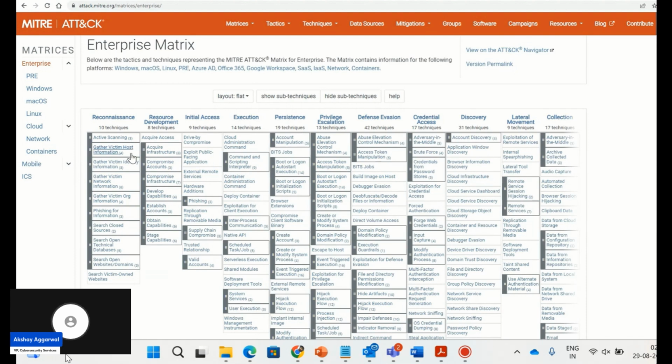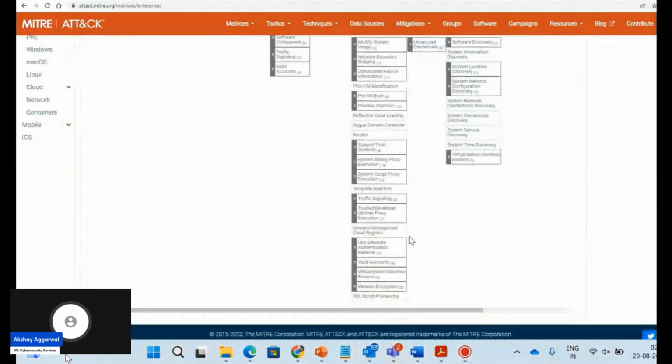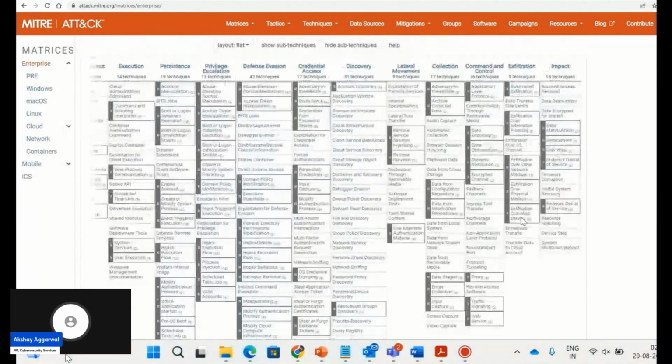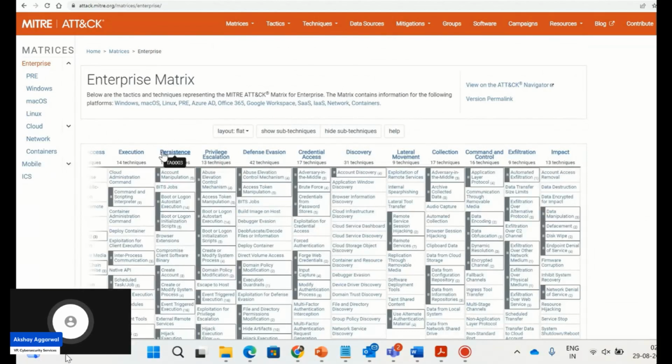Same goes for resource development. Then you try to develop the resources based on the information that is gathered on how to conduct an attack. So what tools they need. So this is more of a pre-attack stage. And from initial access up to impact, which is the last stage, we'll discuss how it plays out.